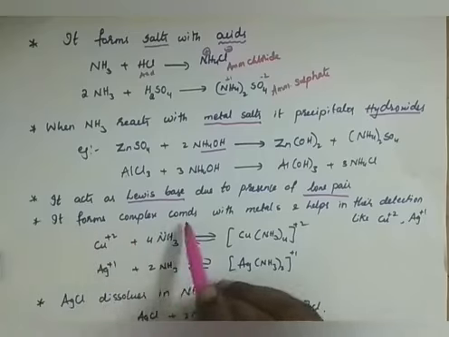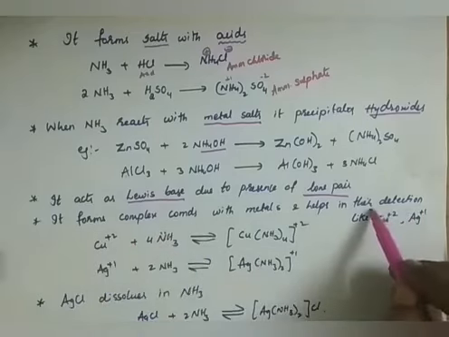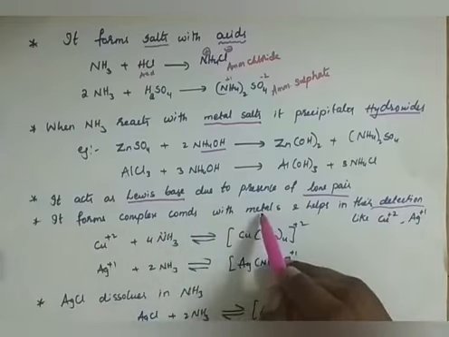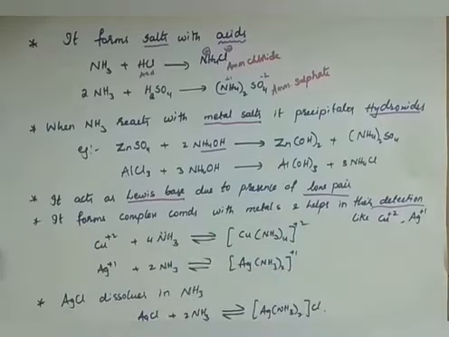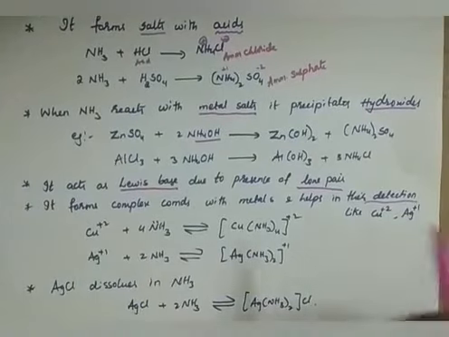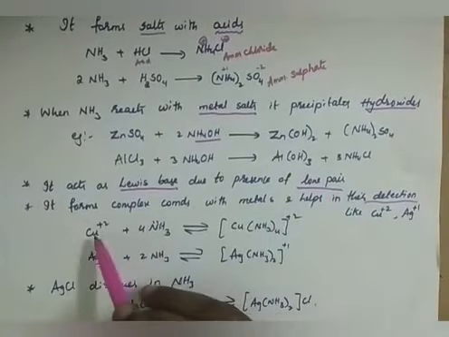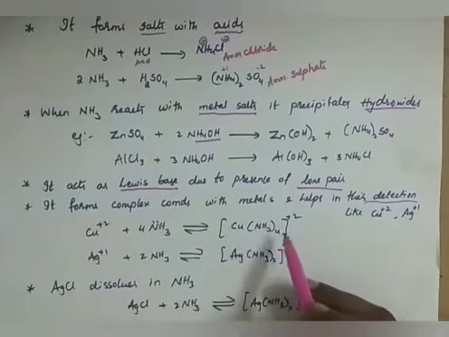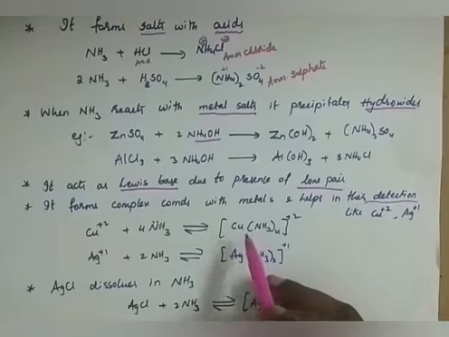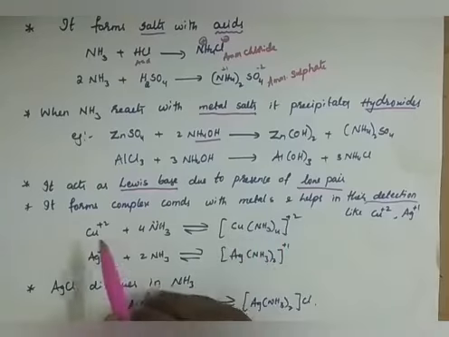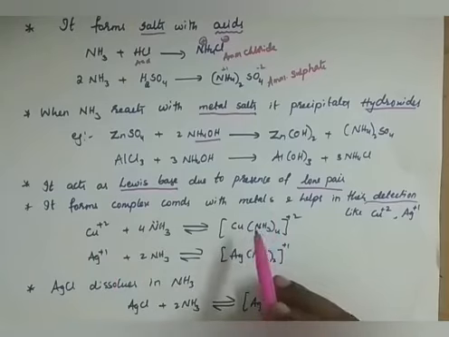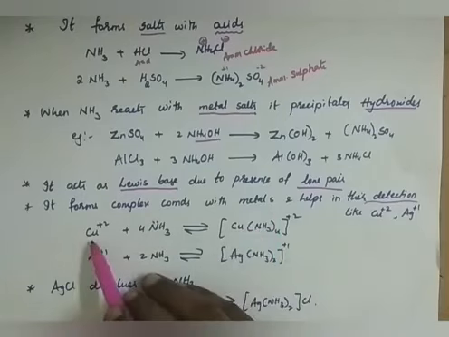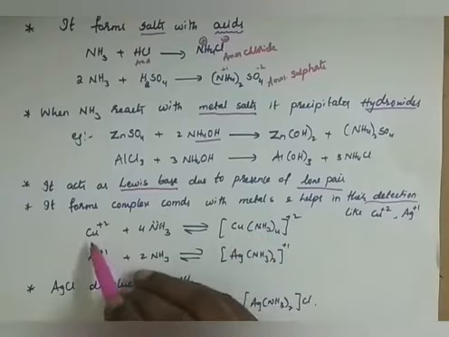So it forms complex compounds with metals and helps in their detection. Detection means sometimes we want to identify what metal ion it is and what salt is given to us. So in that we do some reactions. When copper sulfate, Cu plus 2, CuSO4, is reacted with ammonia, it forms the complex tetraammine copper 2. When these two react, this complex is formed. If it doesn't form the complex, then I say it is not copper. If the complex is formed, then I can confirm that the given salt is copper.